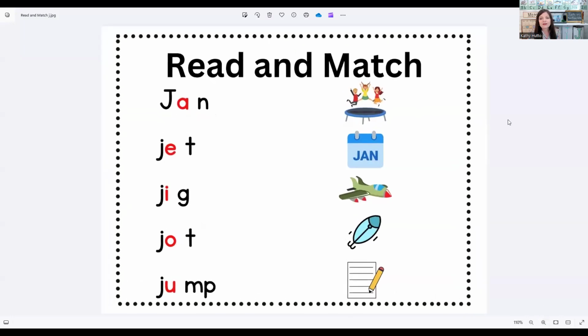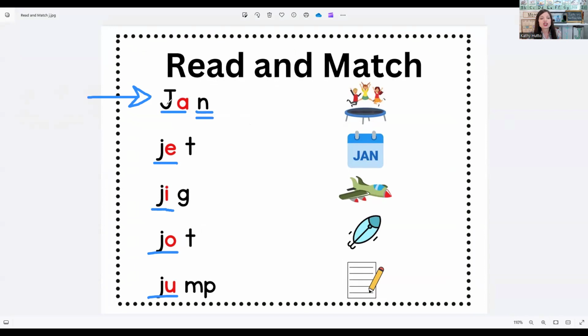First, let's sing the vowel song. A, E, I, O, U. These are the vowels. We're going to put letter J with each of those vowels. We're going to blend those sounds together, and then we'll even add an ending sound to read a real word.